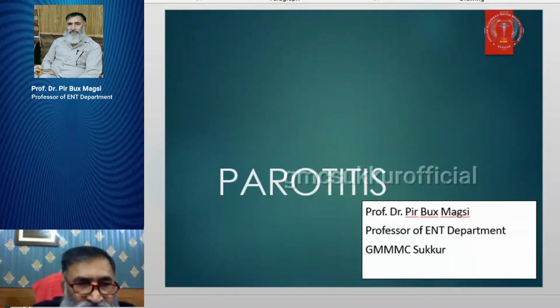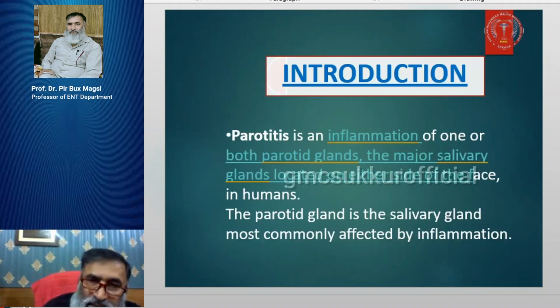Now parotitis. So this was the brief introduction of the parotid gland. Now we will discuss what parotitis is. Parotitis is an inflammation of one or both parotid glands. Today I will confine myself to the parotid gland, and next time we will discuss the submandibular and sublingual glands, because these are very important. Sometimes you will get short essays. What is parotitis? What is the etiology? What is the treatment? Or what is parotitis with facial paralysis?